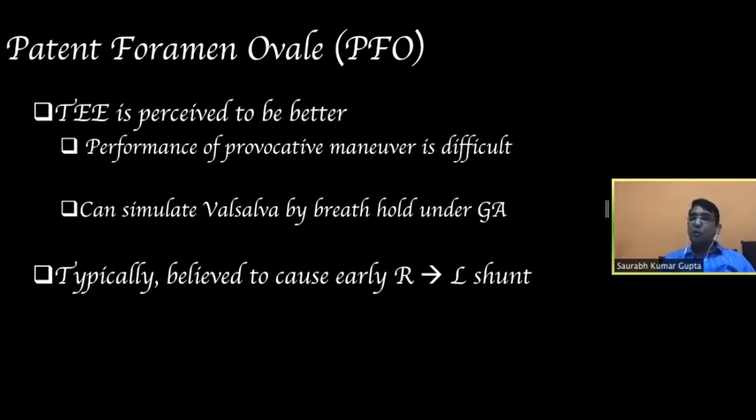Also, TE is perceived to be better. Why I'm writing perceived, I'll tell in the subsequent slides. Performance of a provocative maneuver during TE is difficult, although it can be simulated. Valsalva can be simulated by breath hold, but only if the patient is under GA. It cannot be done if you are doing awake TE. Typically, patent foramen ovale is believed to cause early right to left shunt. Early means less than 3 beats, late means more than 3 beats, and that is how traditionally it has been told that you differentiate between intracardiac and extracardiac shunt, and I'll dwell upon it in a little more detail somewhat later.